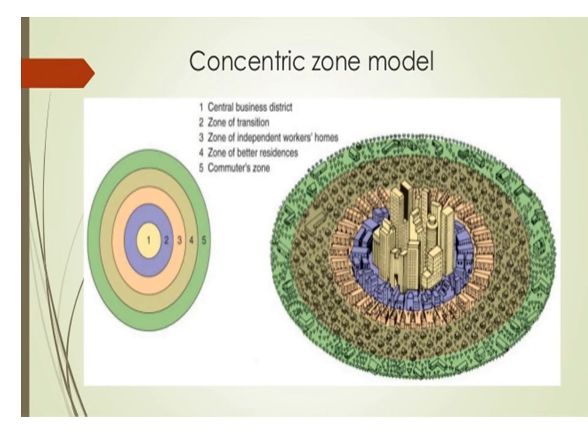This is a typical model of the concentric zone where at the center there is a central business district. Surrounding that there is a zone of transition, surrounded by a zone of independent workers' homes, surrounded by a zone of better residences, and surrounded by a commuters zone, which is shown in the model.